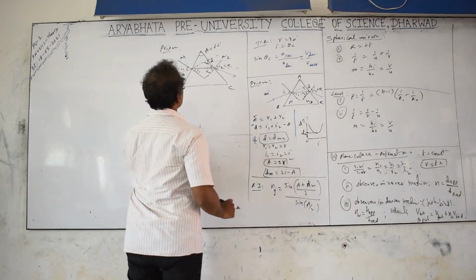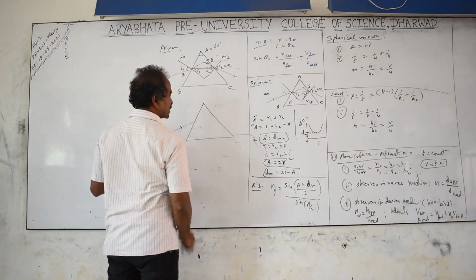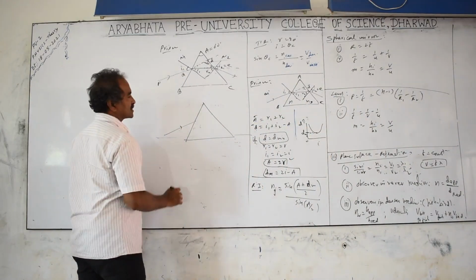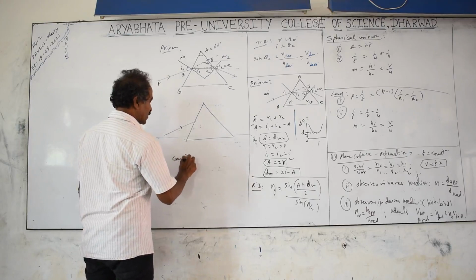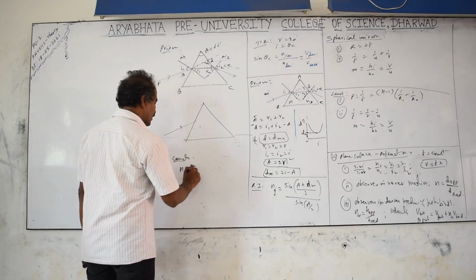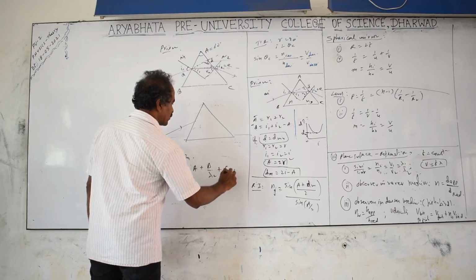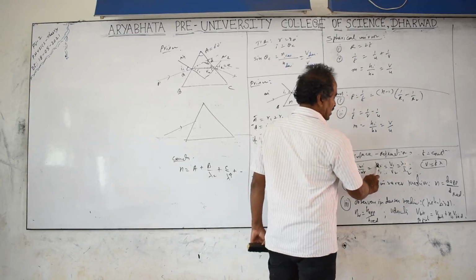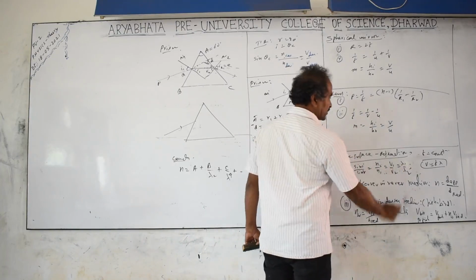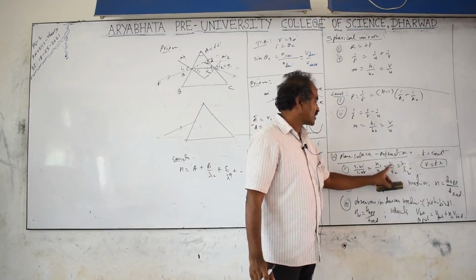When you send white light into the prism, it splits into different colors because the refractive index changes with the wavelength, given by Cauchy's formula. Cauchy's formula: refractive index n equals A plus B by lambda square plus C by lambda to the power of 4 and so on. Already we know the relation of velocity changing with wavelength and wavelength changing with refractive index. Refractive index and velocity are inversely related.